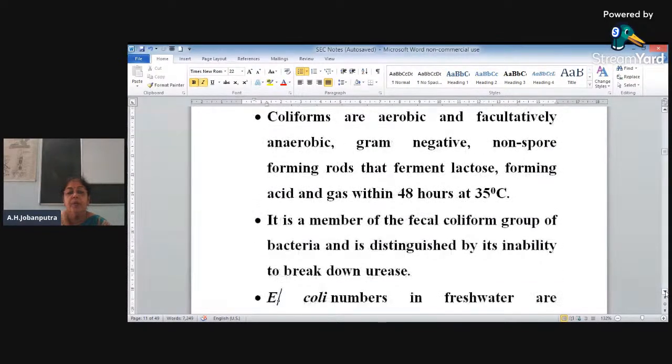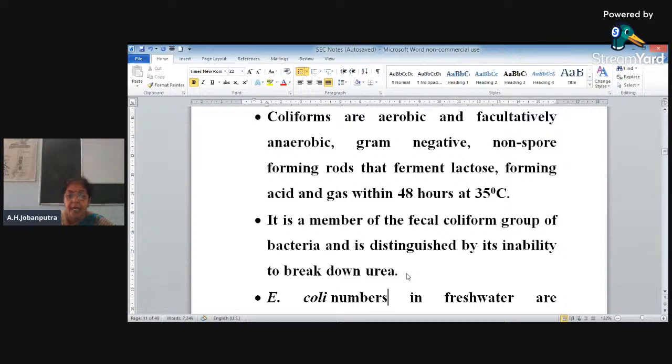So E. coli is a member of fecal coliform group and it cannot break down urease. Sorry, it can break down lactose, but it cannot break down urea. So it doesn't contain enzyme urease.